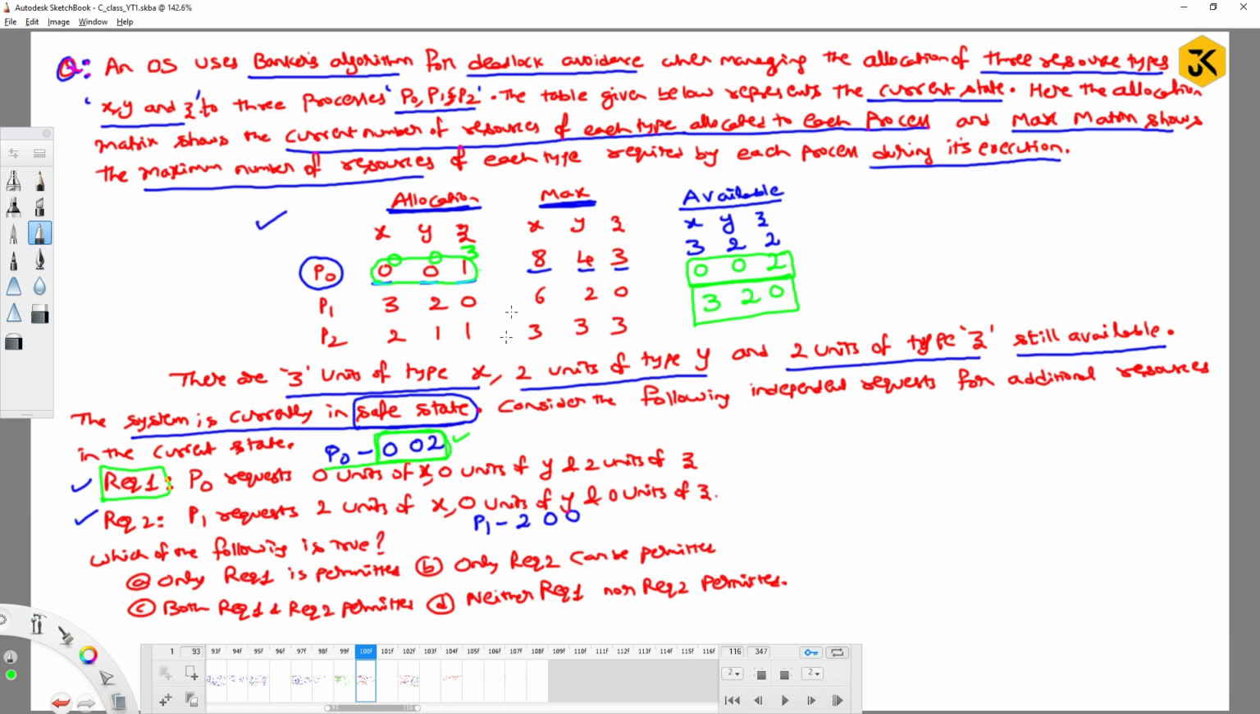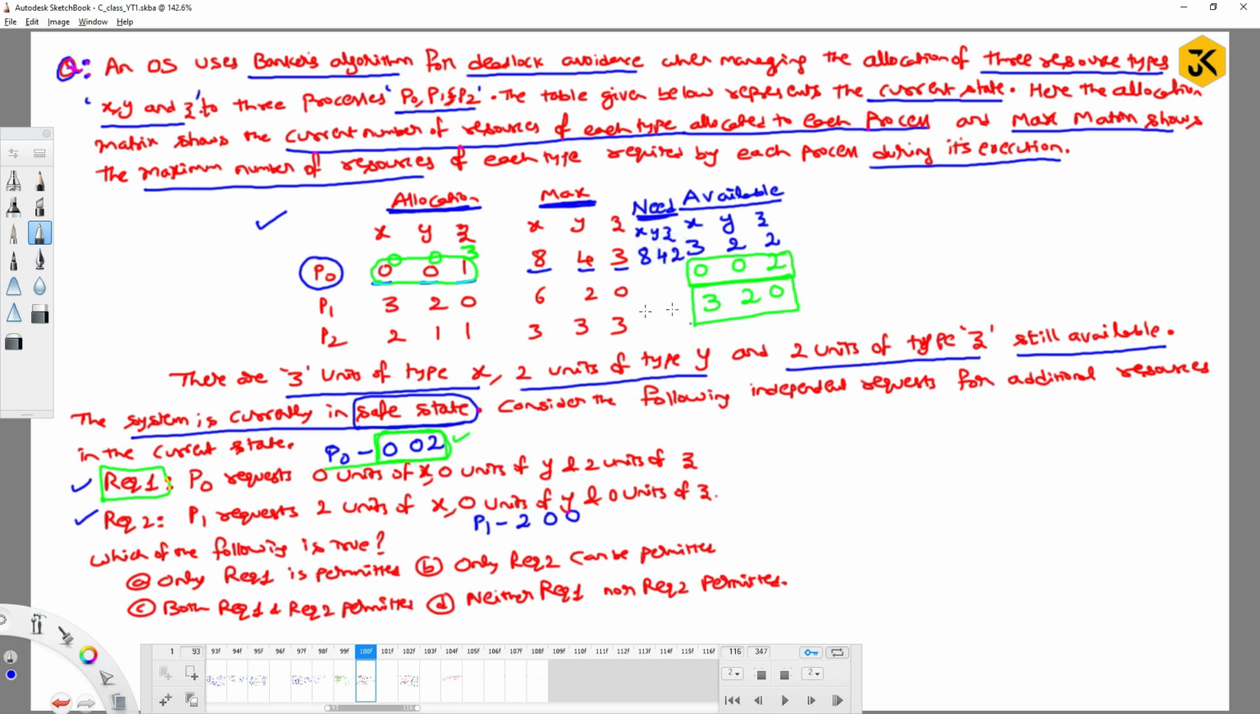Once we have 0, 0, 3, if we want to move further in solving the example, I have to define the need. What is the need so far? That's what you have to define. What is the need of P0? P0 need is 8 minus 0 is 8, 4 minus 0 is 4, 3 minus 1 is 2.